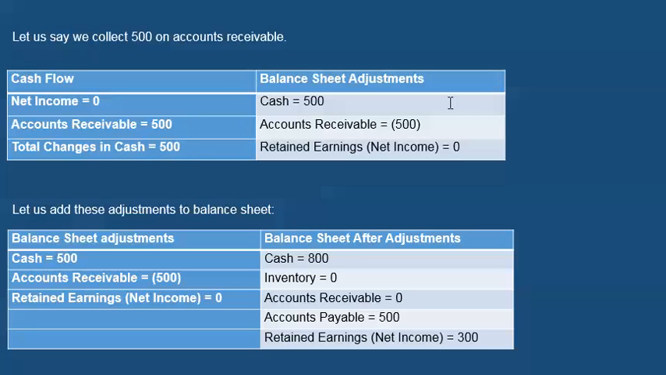Balance sheet adjustment looks like this. Cash equals 500. Accounts receivable is negative 500. Retained earnings equals 0. So our final balance sheet after the adjustment looks like cash equals 800. Inventory 0. Accounts receivable 0. But we still have accounts payable 500 and our retained earnings equal 300.